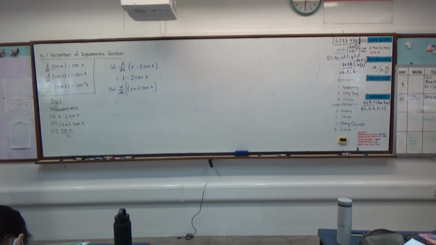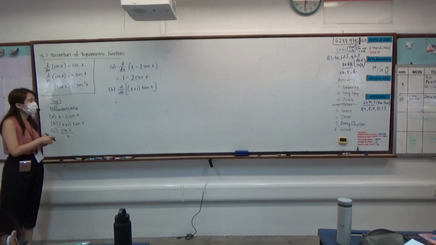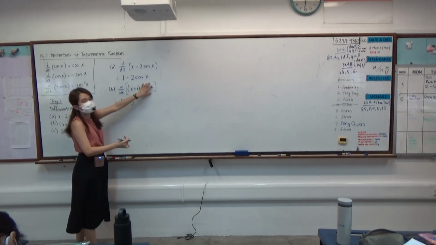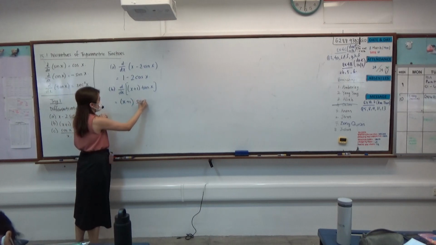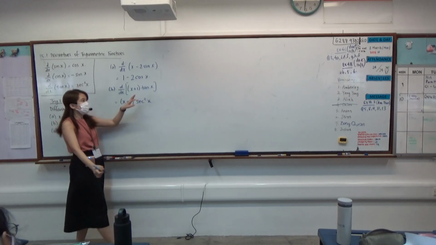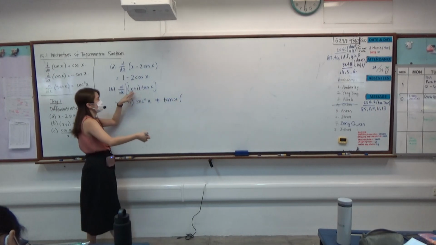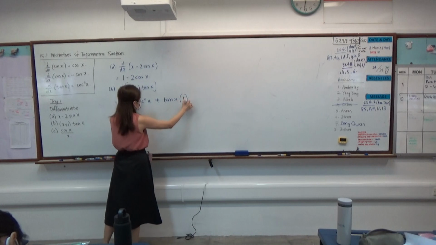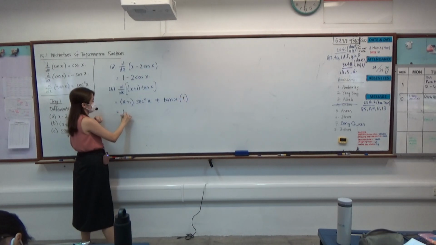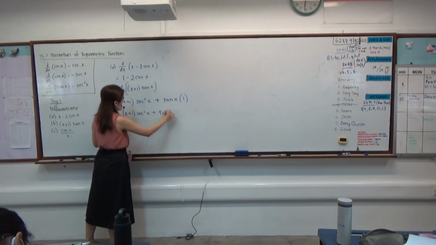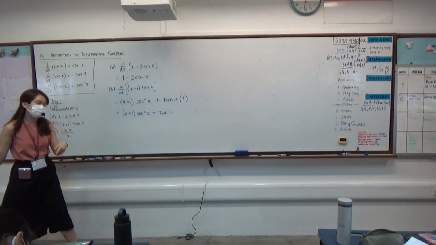Then in the differentiation of x plus 1 tangent x, the product rule applies. So we keep the left, differentiate the right, which is tangent x, that gives us secant squared x, plus keeping the right, differentiate the left, which is 1. So this will be the answer.